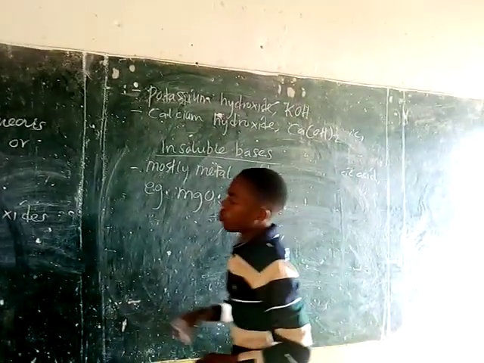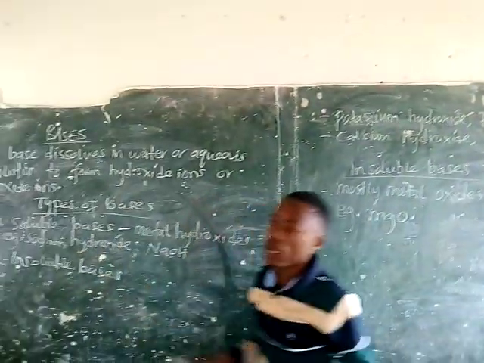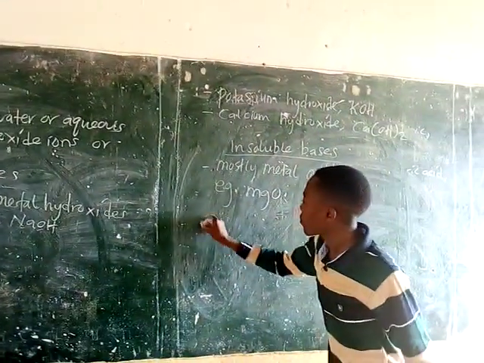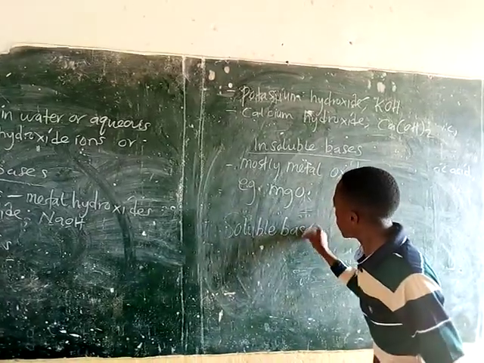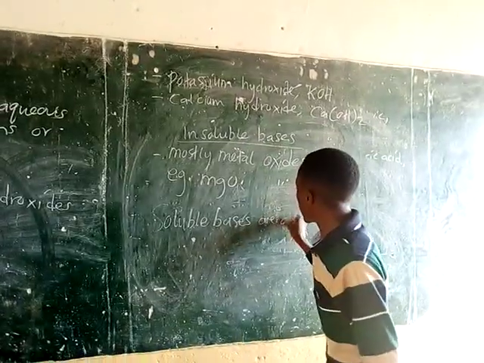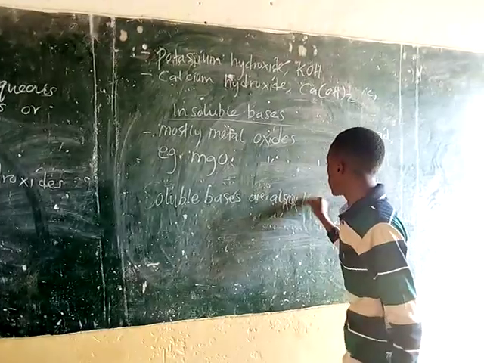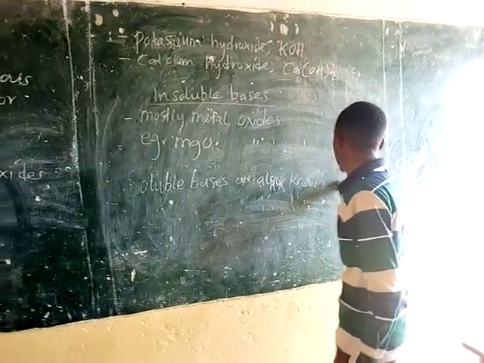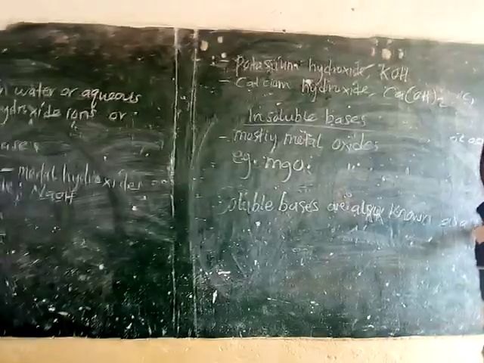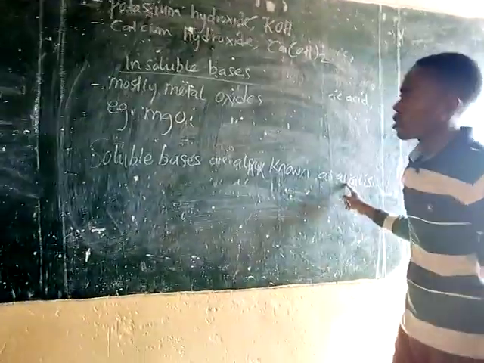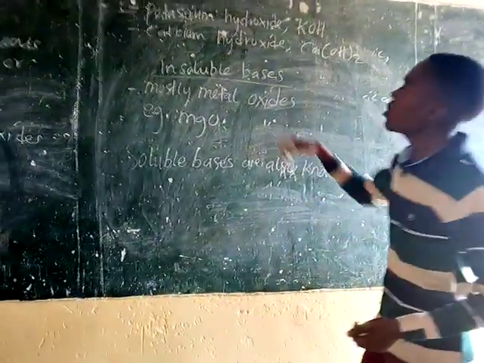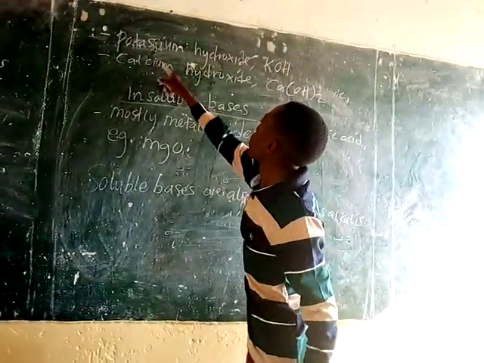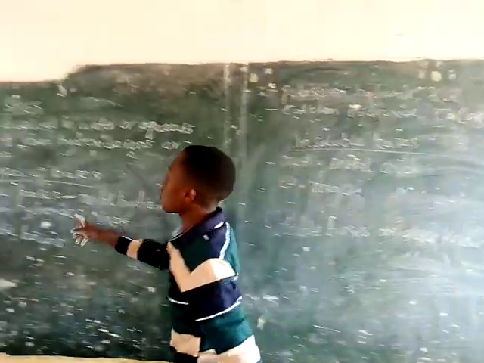Now, soluble bases are sometimes known as alkalis. So that's the other name for soluble bases. In case you happen to be asked a question to say what is an alkali? An alkali is a soluble base. Examples of alkalis are potassium hydroxide, calcium hydroxide, and sodium hydroxide.